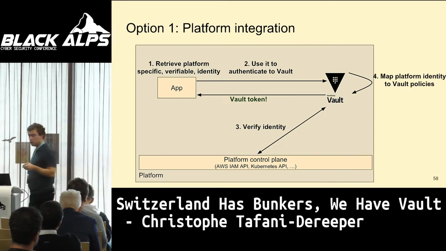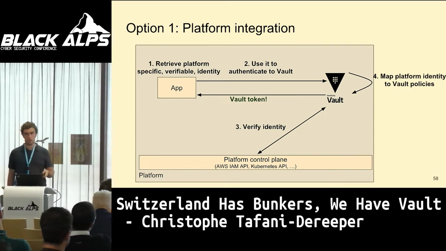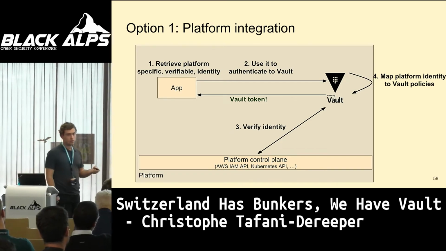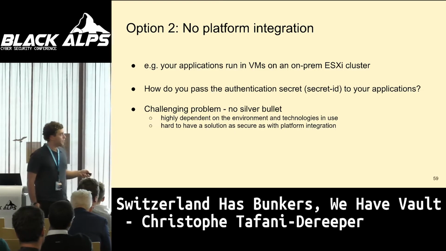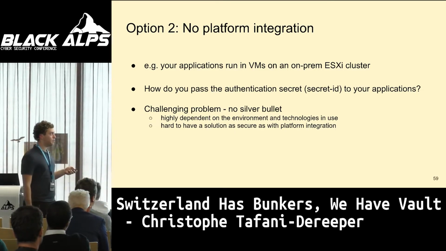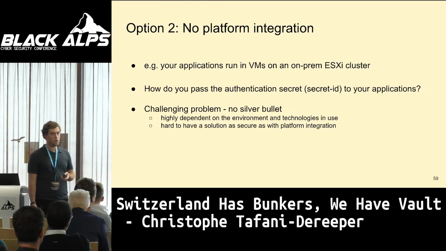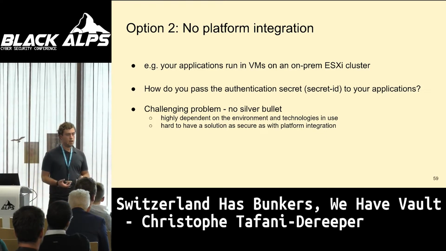So this is our first option for application authentication, and it's the best when we can do it, but we cannot always do it, right? If we have applications that run in virtual machines in an on-premise ESXi cluster, then there is no way that VMware gives virtual machines a way to prove their identity, so we have to find something else.